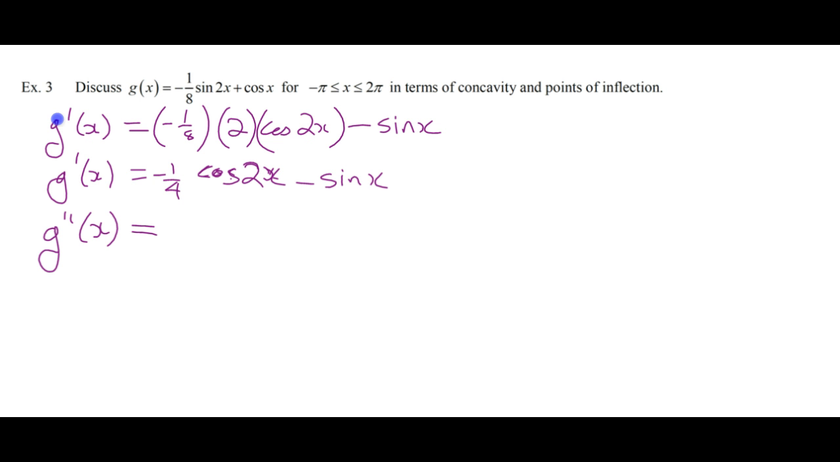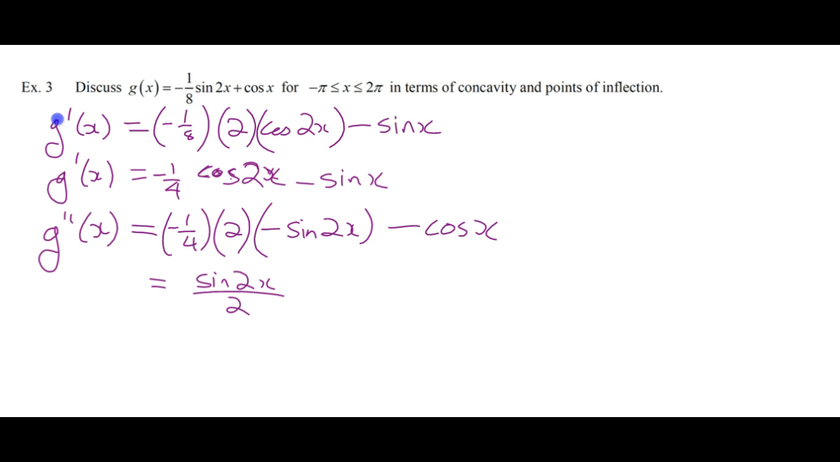In terms of doing the second derivative, what do we get? Negative 1/4 times 2 times negative sine 2x, minus cos x. We got two negatives there, so sine 2x over 2 minus cos x. Verify that. Does that match up with what you've got? Okay, good.